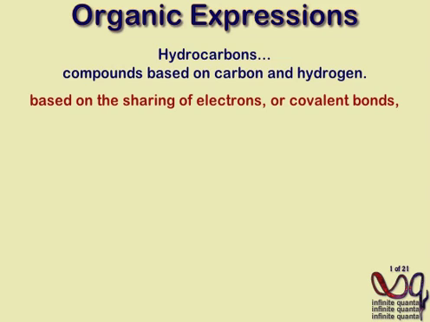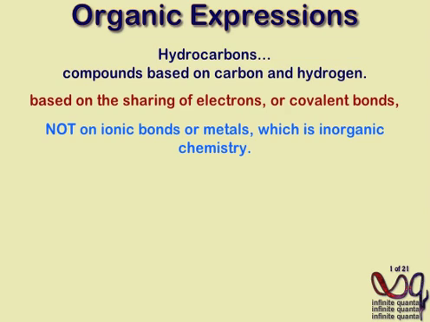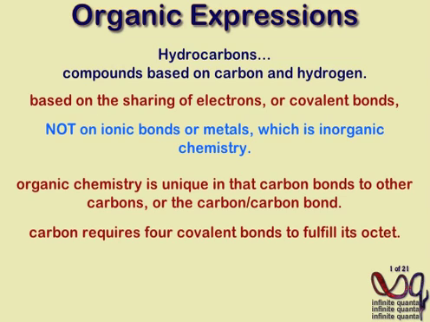Okay? So there's two kinds of chemistry. What they call inorganic chemistry is the ionic stuff and metals, and organic chemistry, which is what this chapter is, which is all covalently bonded stuff. So what makes organic chemistry unique is that basically carbon bonds to other carbons. Okay, so carbon needs four bonds to fulfill its octet, which you're very familiar with.